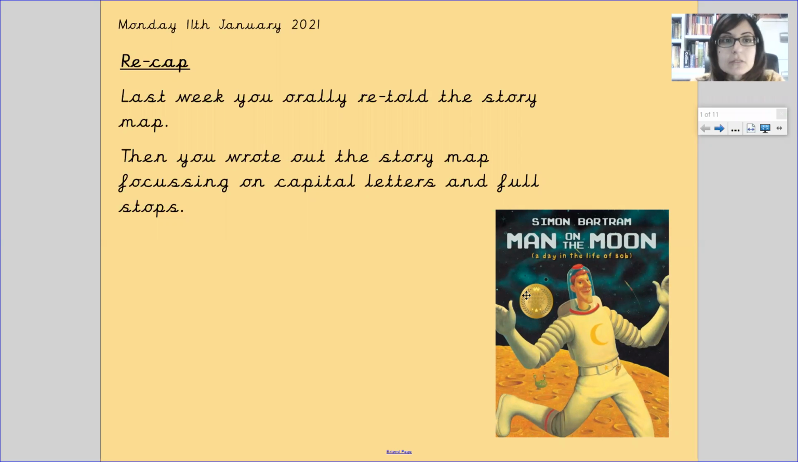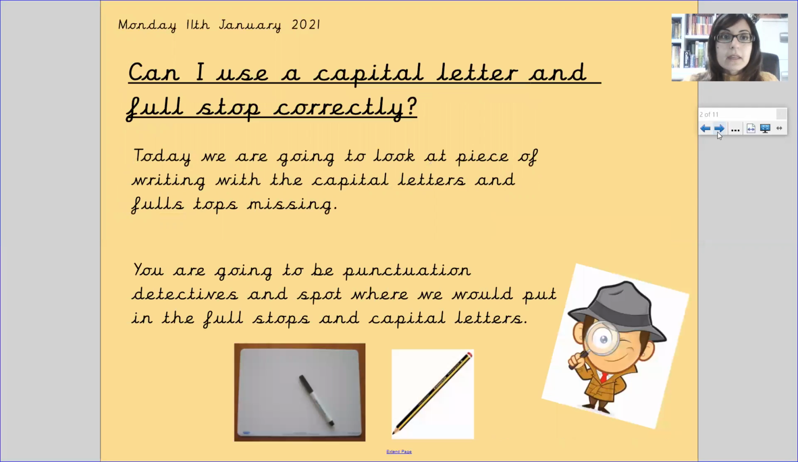Let's recap what we did last week. So last week you orally, that means you verbally, retold the story map of Bob the Man on the Moon, and then you wrote out the story map and you were focusing on using capital letters and full stops accurately. In this lesson, you're going to continue to use capital letters and full stops accurately, but you're going to focus on a piece of writing that's got all the capital letters and full stops missing. So before you start, you need either a whiteboard and pen or you need a pencil. If you haven't got these, pause the video here to go and get yourself organised.